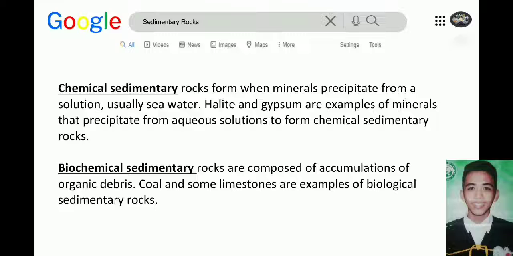Next slide. Chemical sedimentary rock and biochemical sedimentary rocks. Chemical sedimentary rocks are formed when minerals precipitate from a solution, usually seawater. Halite and gypsum are examples of minerals that precipitate from aqueous solution to form chemical sedimentary rocks. Biochemical sedimentary rocks are composed of accumulation of organic debris. Coal and some limestone are examples of biochemical sedimentary rocks.